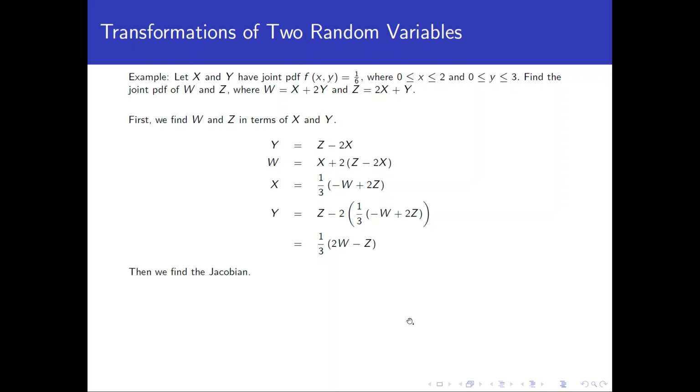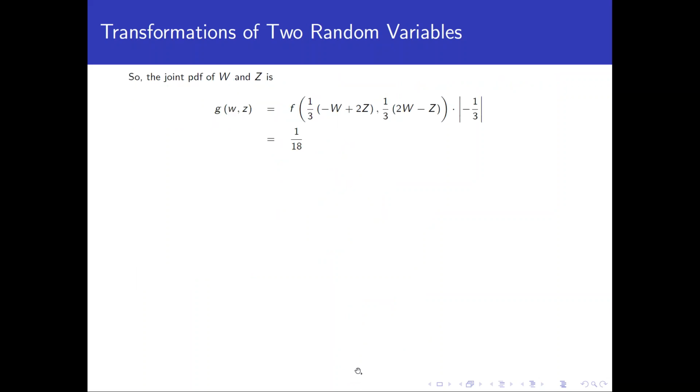Okay, so now we find the Jacobian. The Jacobian says you take the partial of r with respect to w, partial of r with respect to z, and do the same thing for s. So our r function, remember, is our x. So we take the derivative with respect to w, we get negative 1/3. Derivative with respect to z, we get positive 2/3. And the s function refers to the y. Partial with respect to w here is 2/3. With respect to z, it's negative 1/3. So we get this determinant we need to compute. 1/9 minus 4/9 gives us negative 1/3.